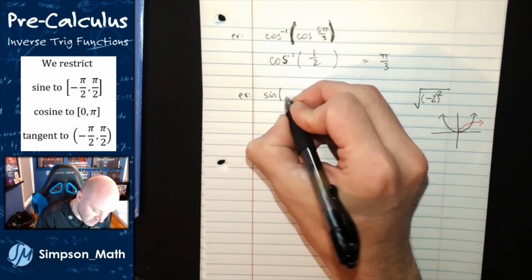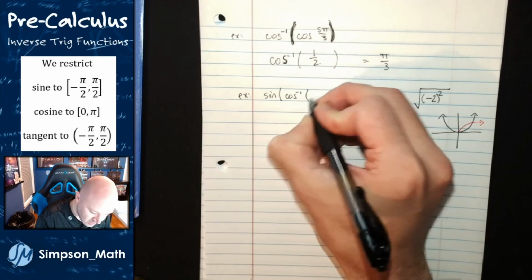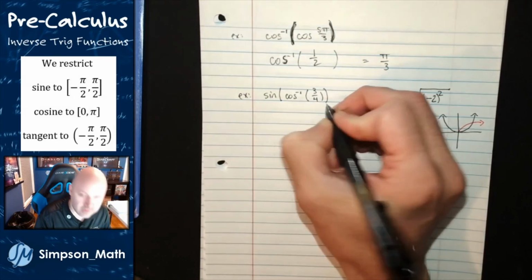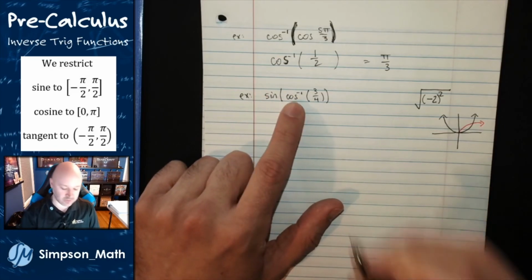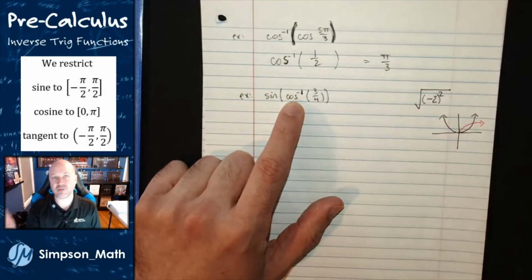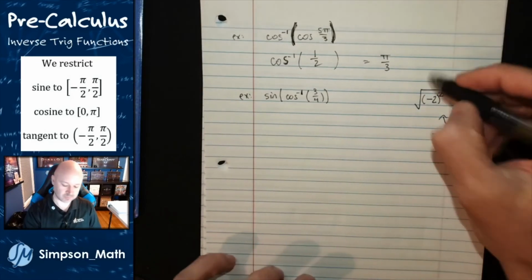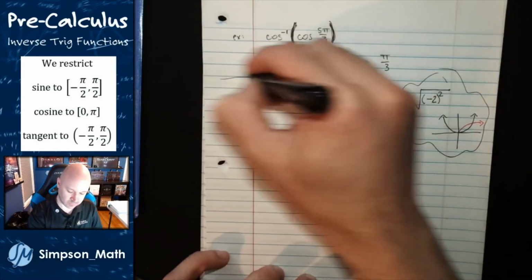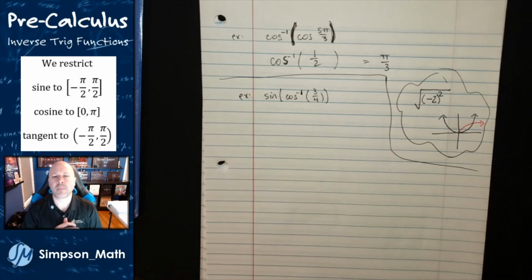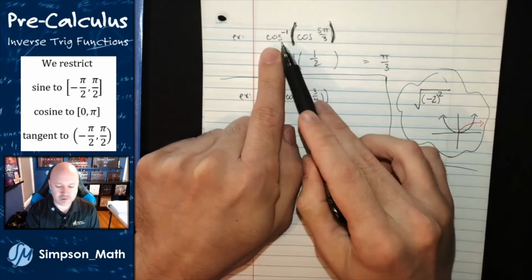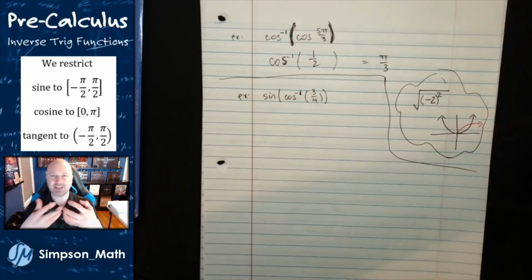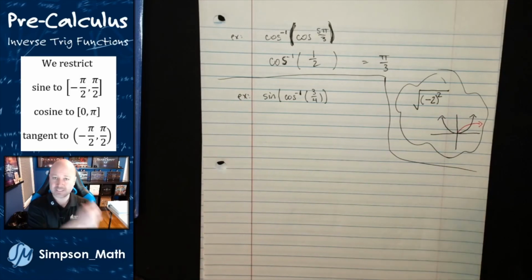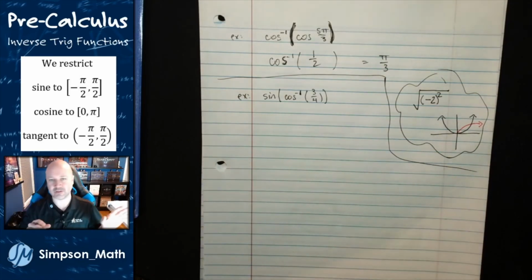Let's do sine of arccosine of 3/4. Regular sine has no problems. Arccosine, I'm restricted from 0 to pi. Cool. Okay, now these are completely different functions. The arccosine and cosine have been kind of like undoing each other, but sine and arccosine are completely different.